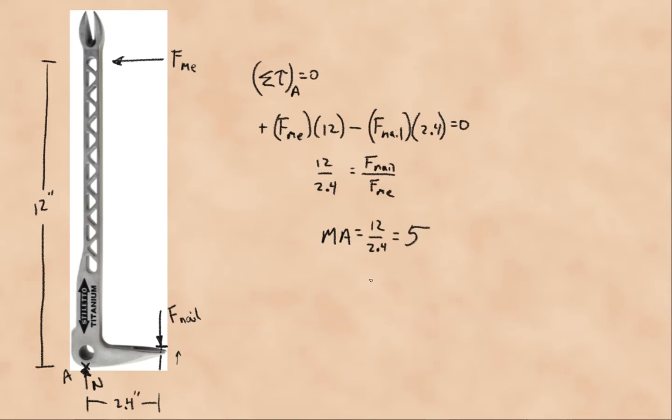That means it will take whatever force I apply to the end of the handle and create 5 times as much force on the other end of it. So if I push with, for example, 20 pounds of force up here, it will produce 100 pounds of force on the nail.